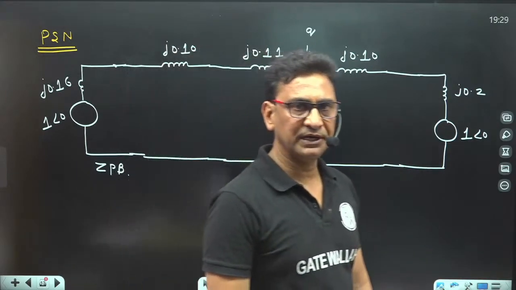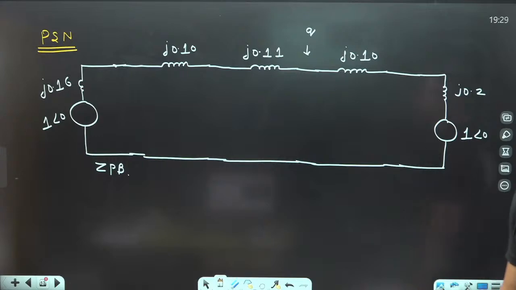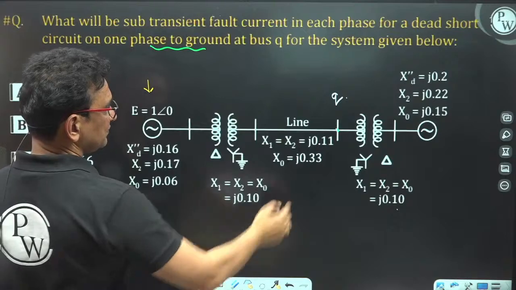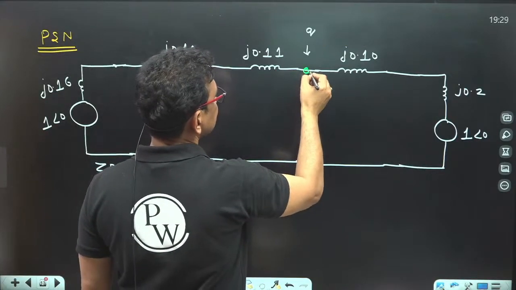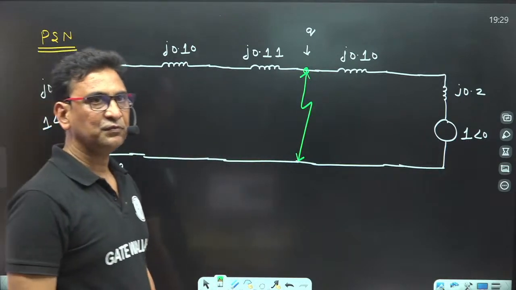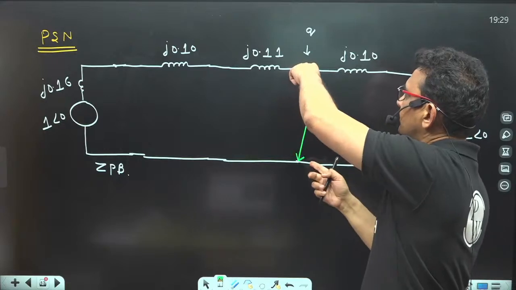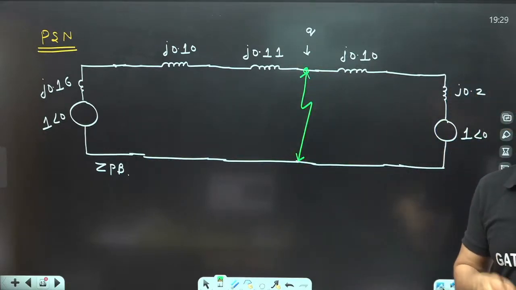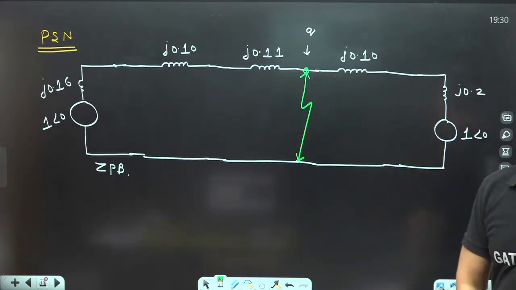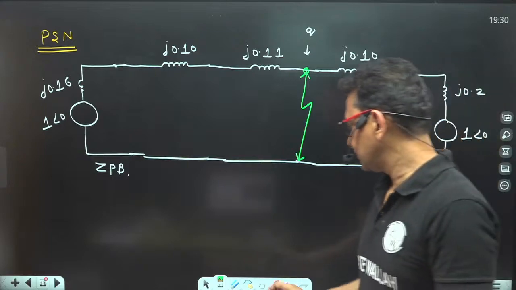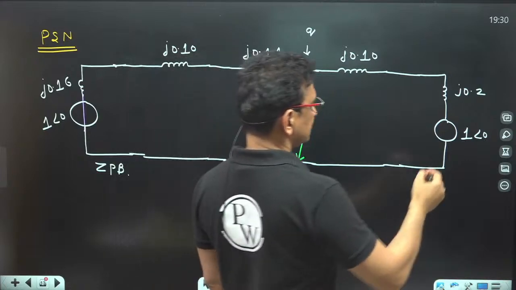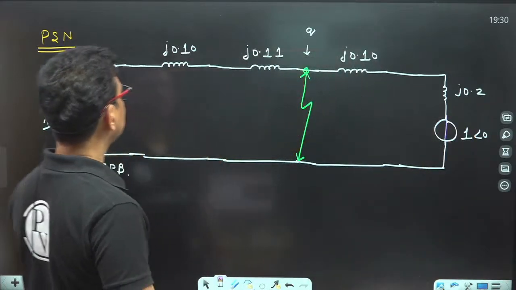Clear? Now we have to find the Thevenin equivalent positive sequence reactance from the fault point. Where does the fault take place? The fault is occurring at bus Q. Fault means this phase will be short circuited with the zero potential bus. If you find the Thevenin equivalent impedance from this point, this will be the overall positive sequence reactance at the fault point. To find the Thevenin equivalent reactance, we turn off the voltage sources, which means short circuiting them.